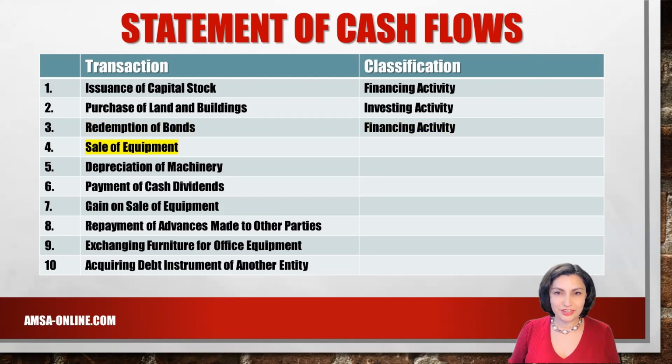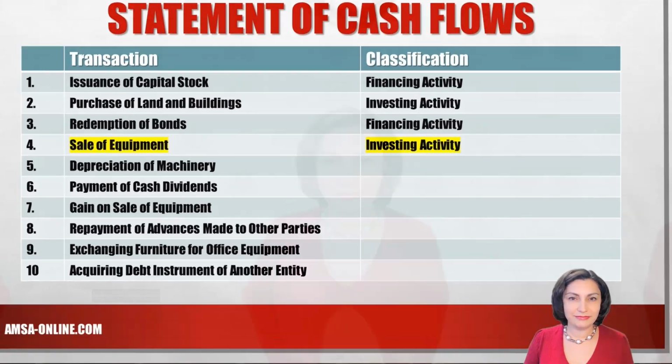The next transaction is the sale of equipment, assuming no gain on this transaction. The sale of equipment is an investing activity. Remember that investing activities include purchases and sales of long-term assets.